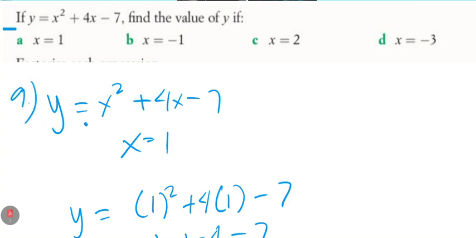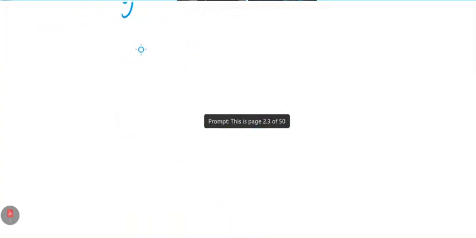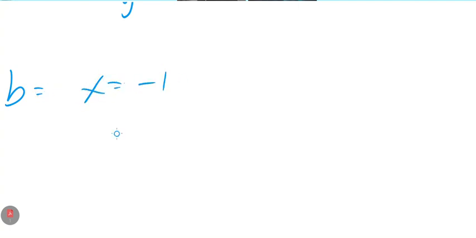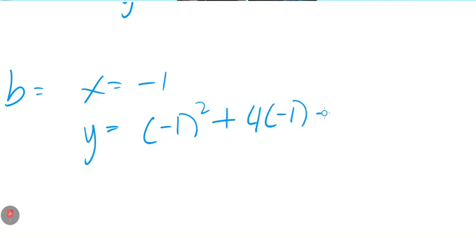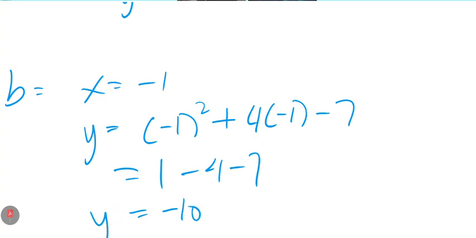Now, for the second one, we have x equals negative 1. Let's write it out here for b. We have x equals negative 1, so we have negative 1 squared plus 4 times negative 1 minus 7. That's going to give us 1 minus 4 minus 7, which is negative 10. So y equals negative 10.